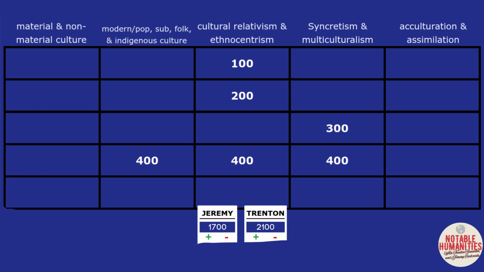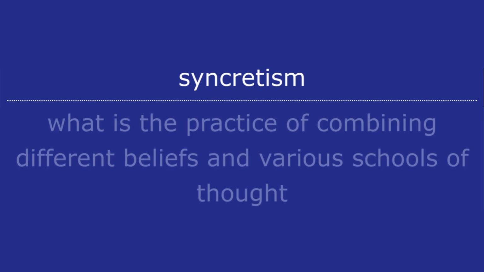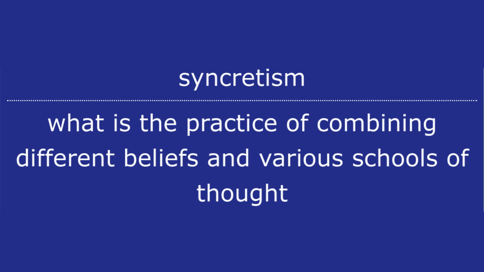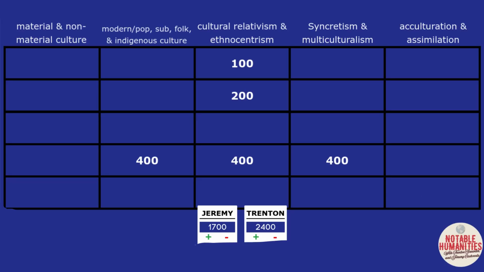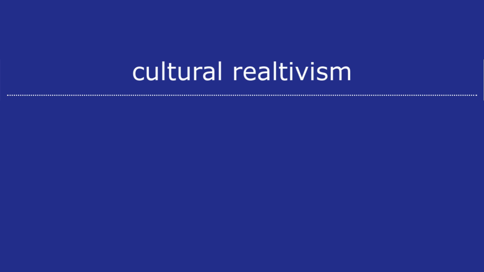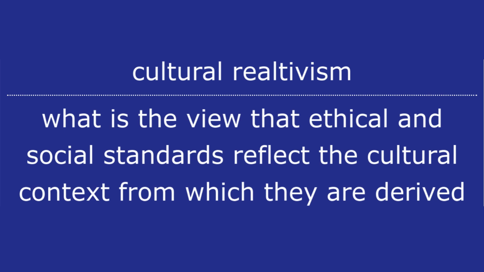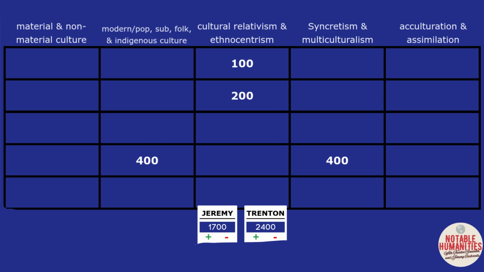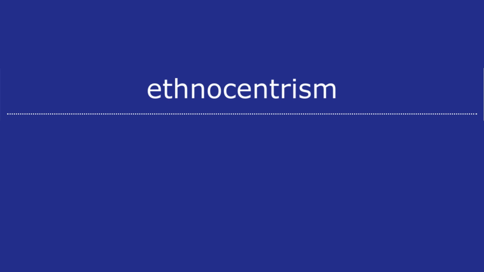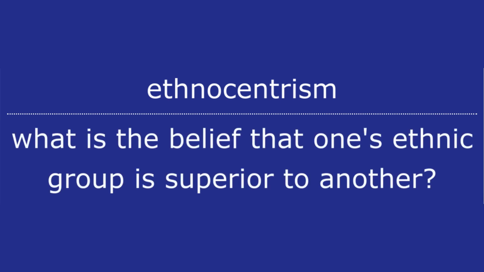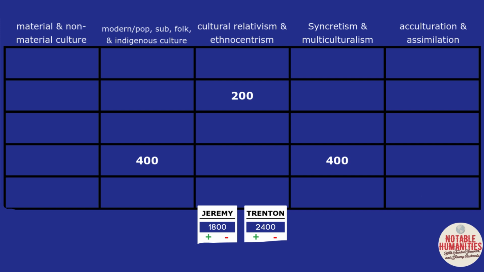Syncretism and multiculturalism for 300. Syncretism. What is the practice of combining different beliefs in various schools of thought? Correctamundo. Cultural relativism and ethnocentrism for 400. Cultural relativism. Different cultures that are alike? What is the view that ethical and social standards reflect the cultural context from which they are derived? Cultural relativism and ethnocentrism for 100. Ethnocentrism. What is the belief that one's ethnic group is superior to another? Correct.